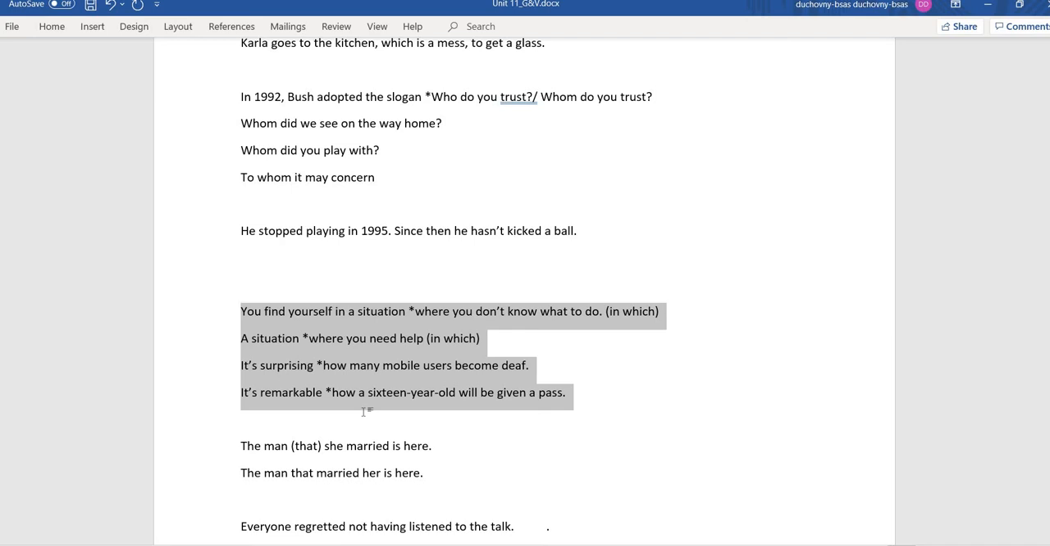It's surprising how many mobile users become deaf. That's silly, right? It's remarkable how a 16-year-old will be given a pass. This is not how. This is that, right? In both cases, it's surprising that, the fact that, not the way in which. It's remarkable that a 16-year-old will be given a pass, and possibly you're thinking about the situation in which someone does not get the kind of punishment they deserve, right?